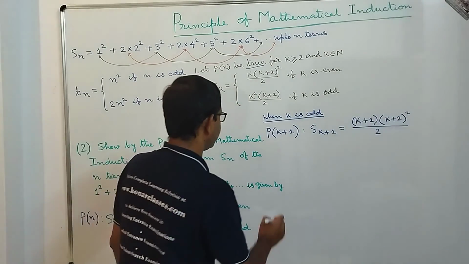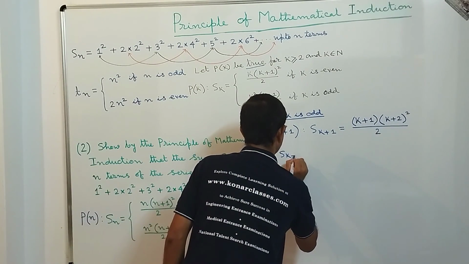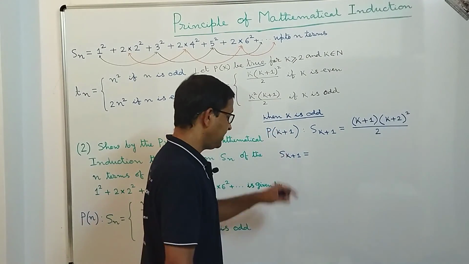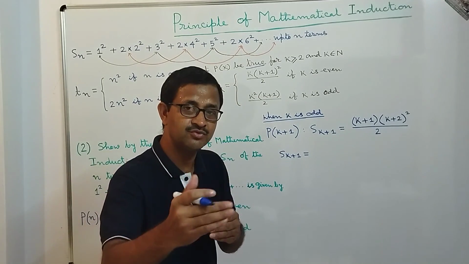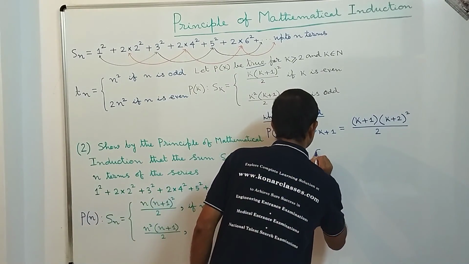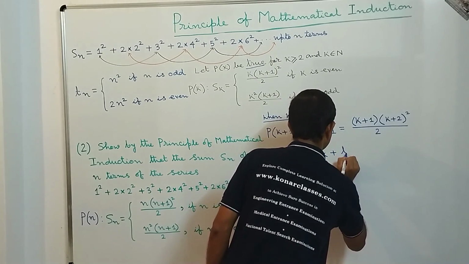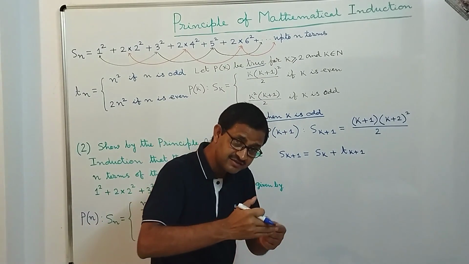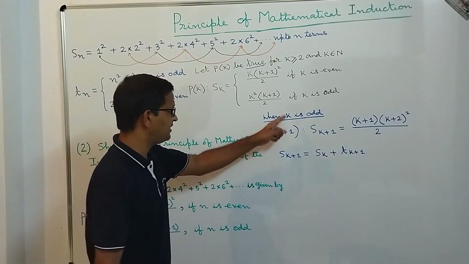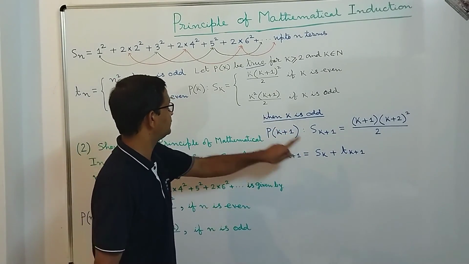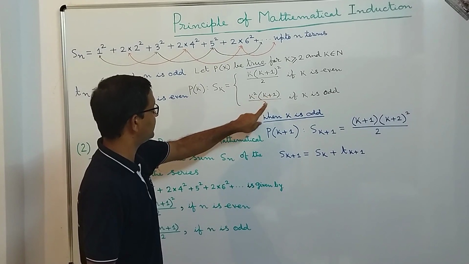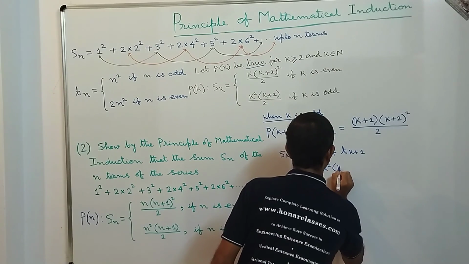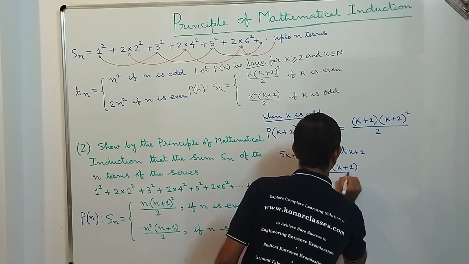Okay dear students, so now let's take what is sk plus 1. Like the previous case whatever we have done, sk plus 1 means sum up to the first k plus 1 terms. So that should be equal to the sum up to the first k terms plus tk plus 1. That means sum up to the first k terms plus k plus 1 is term. Now what is k, dear students? K here is odd, so sk should be k square into k plus 1 by 2. So we can write it here is equal to k square into k plus 1 divided by 2.